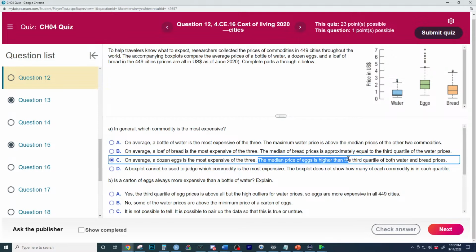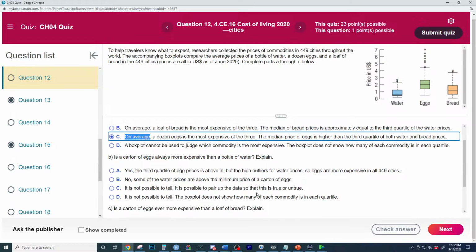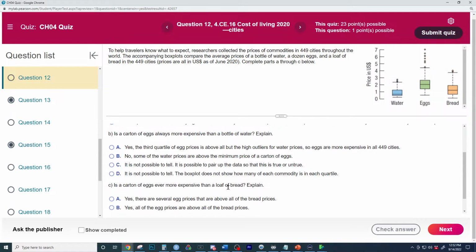The median, here we go right here. The median price is higher than the third quartile. Yeah, look at that. The median right here is higher than the third quartile. But I wish they would not say on average. I guess they could because it's right skewed. You have to deduce that, but that's a little odd. Do not show how many. No, that's fine. If it says that one, I'm going to go crazy.